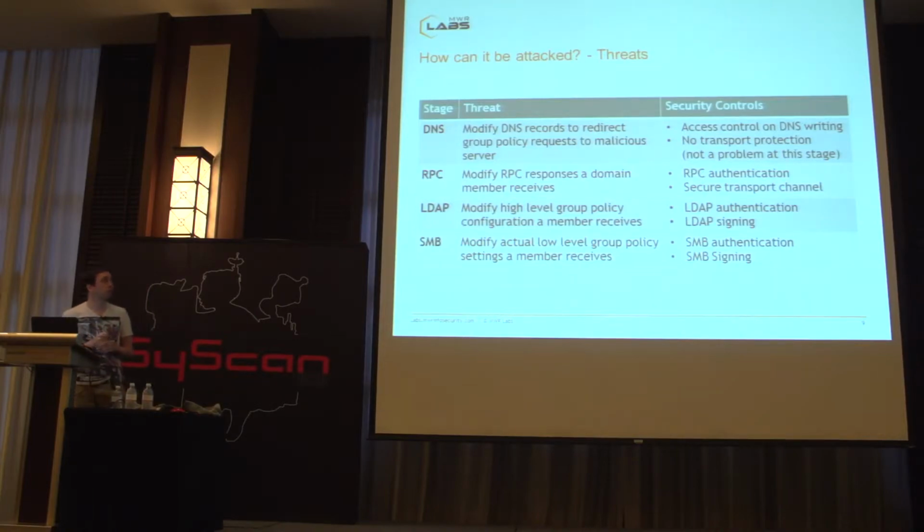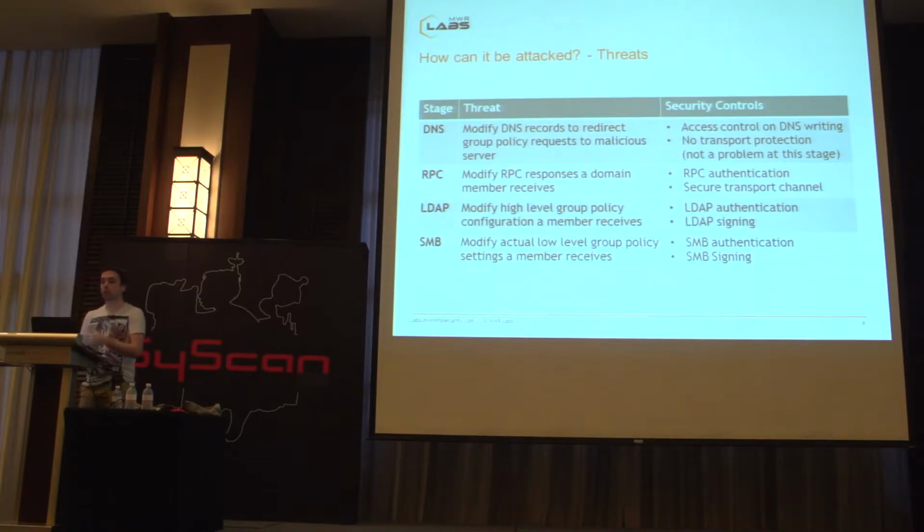So what are the main threat scenarios we're considering here? Well, first of all, at the DNS level, we're just looking at redirecting communications effectively. If we can modify that on the DNS server or at the transport layer, then we can redirect requests to a malicious server pretending to be a domain controller, for example. But we've got access control on DNS writing. We may not have transport protection unless we've got DNSSEC, but that's not necessarily that relevant at this stage because the key security mechanisms come in at the later stages.